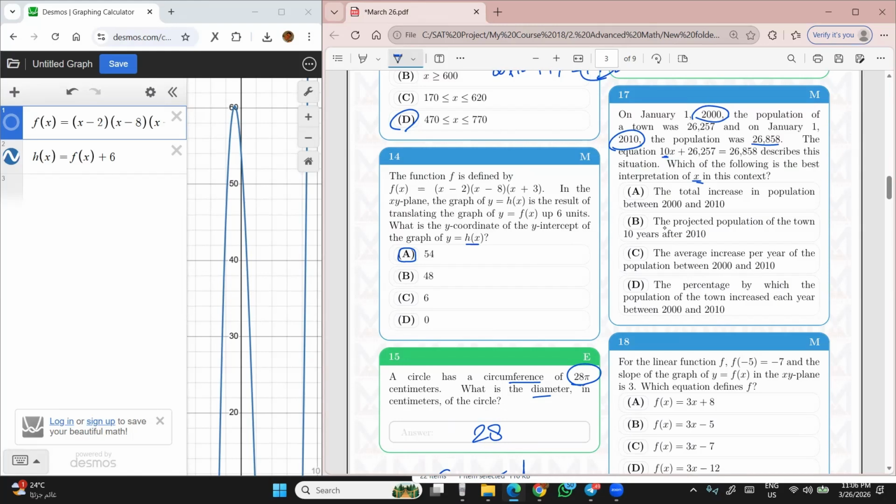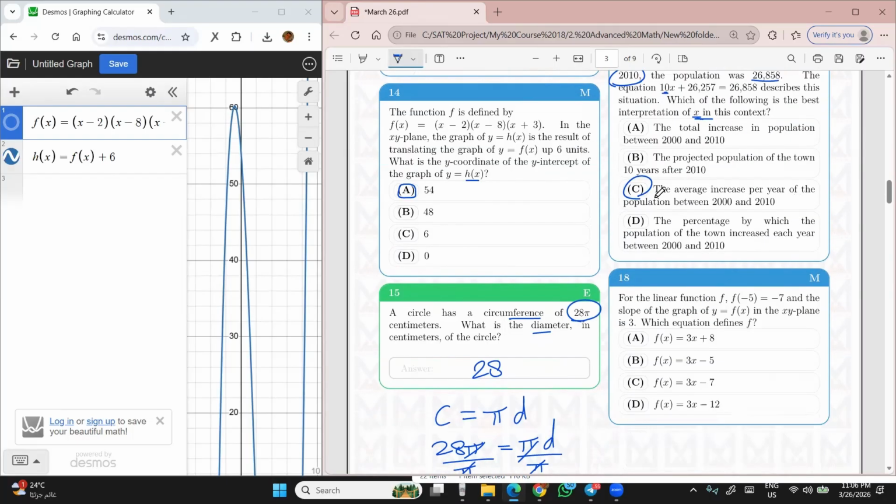So A is not correct. B, the projected population of the town 10 years after this, no, the population after this is also the total, which is this number. Letter C, the average increase per year of the population between this and, yeah, that's the correct one, per year. So we have this answer, letter C. Why not D? It is not a percentage, it's just a number. X here is not mentioned as a percentage. It's the difference between this and this divided by 10. So no percentage here. The answer is letter C.